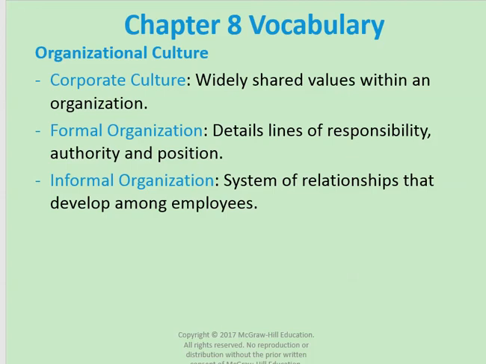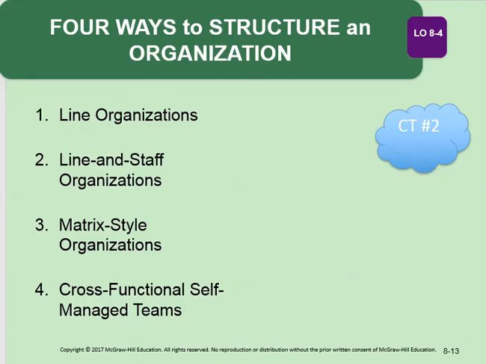Just covered a lot of vocabulary for chapter 8. Now for the rest of this video, I'm going to be talking about the 4 ways to structure an organization, which leads to critical thinking number 2. You're supposed to analyze the question and say, hey, is this a line and staff, matrix, or cross-functional organization? So 4 main types of organizations.